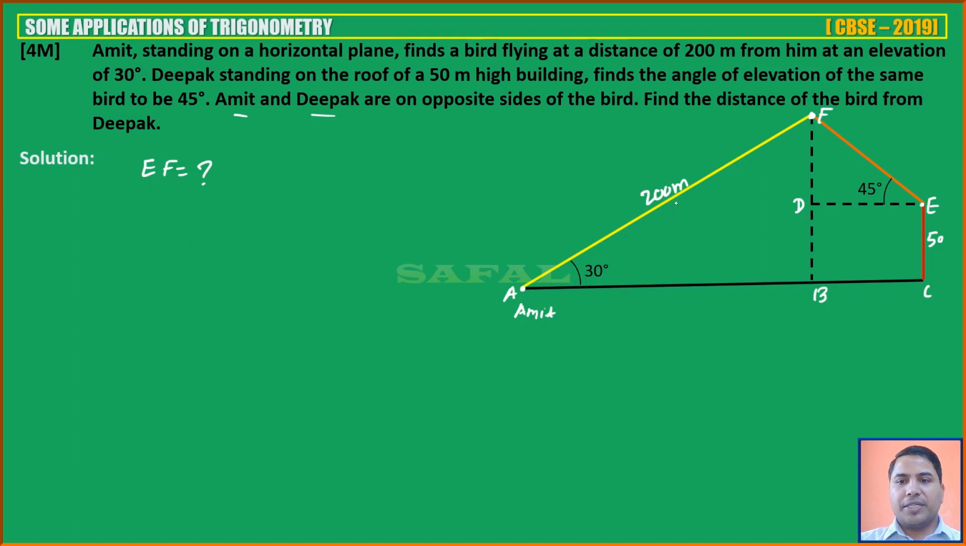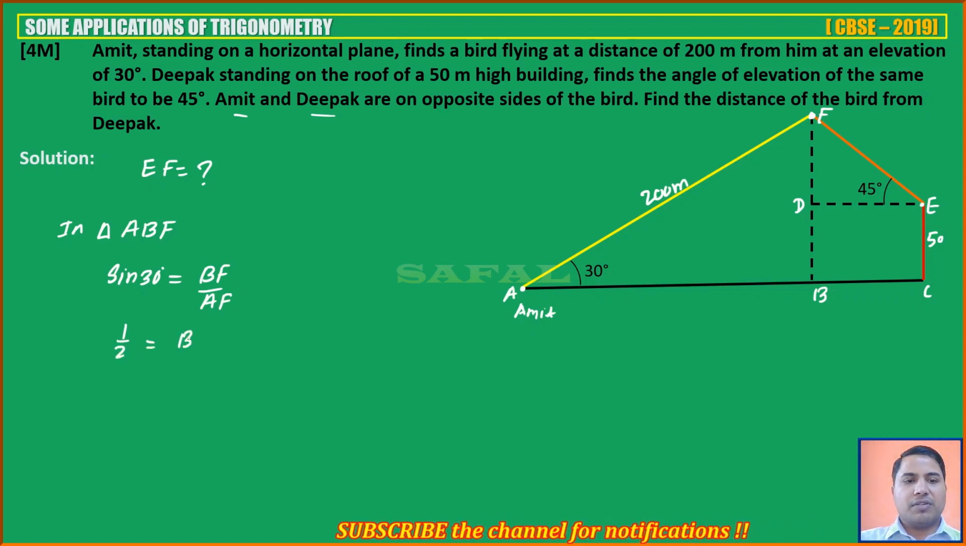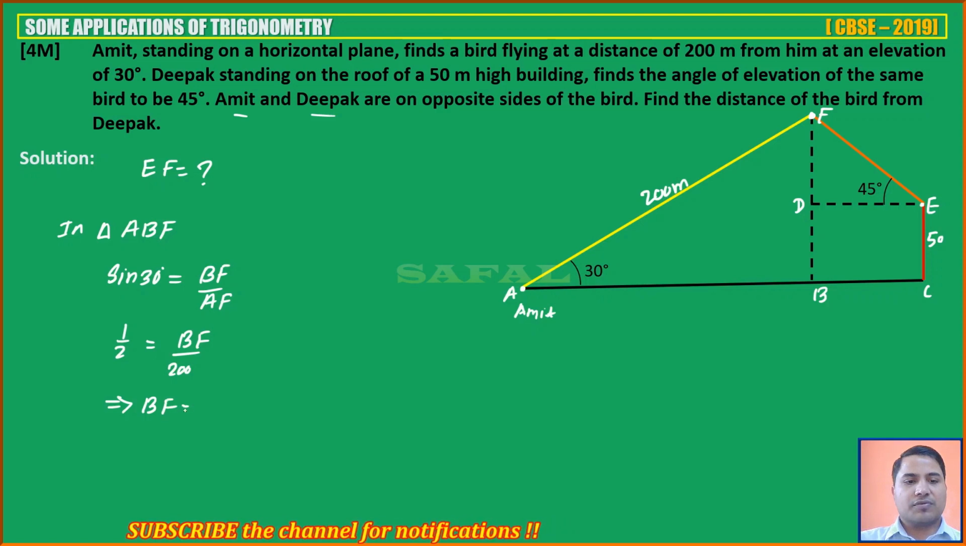From this 200 meter data, I'll try to find BF. So which ratio can we apply? In triangle ABF, I can write sine 30 equals opposite by hypotenuse, that means BF by AF. Now sine 30 is 1 by 2. BF for the time being we don't know, and AF is given to us as 200 meter. So on cross multiplication, BF I'll get as 100 meter. So this is one piece of information.